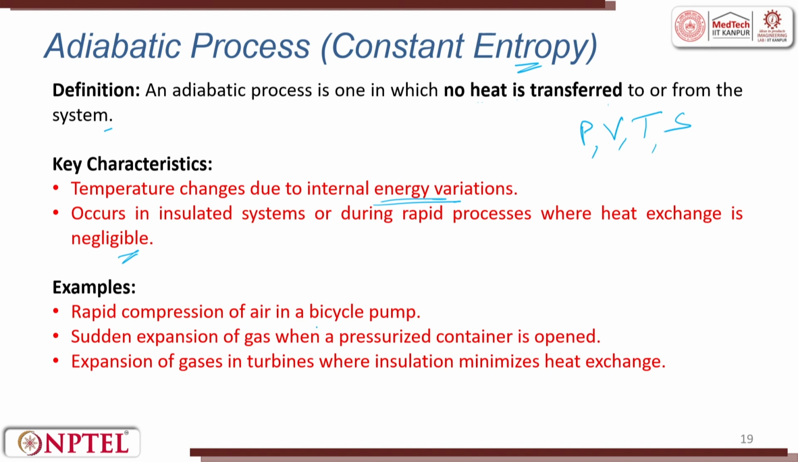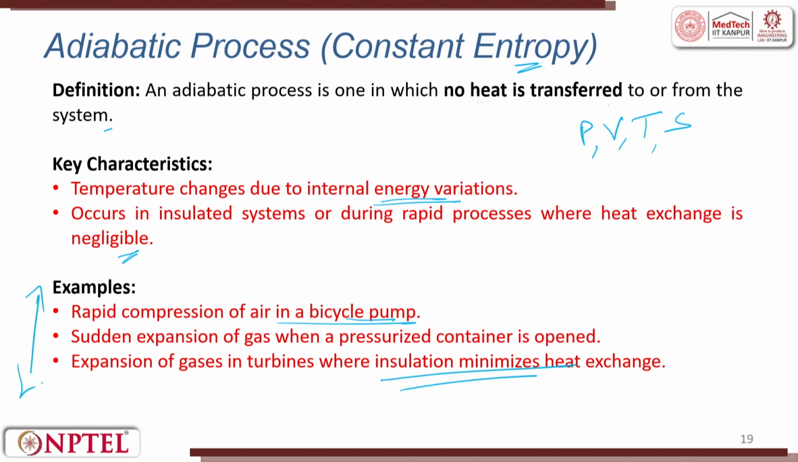So, rapid compression of air in a bicycle pump is an adiabatic process. Rapid compression of air. Why? An adiabatic process is one in which no heat is transferred to or from the system. So here, rapid compression of the air in a bicycle pump. Sudden expansion of gas when a pressurized container is opened, for example, when you open a Pepsi bottle. The expansion of gas in a turbine where insulation minimizes heat exchange. So, these are the examples.